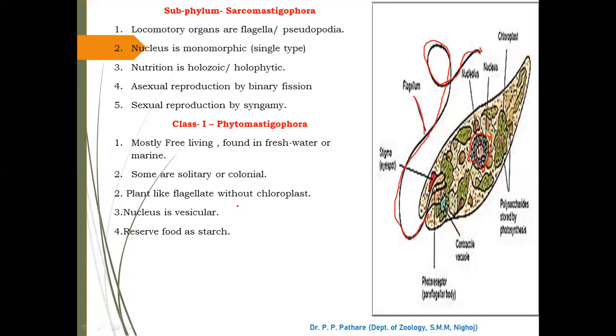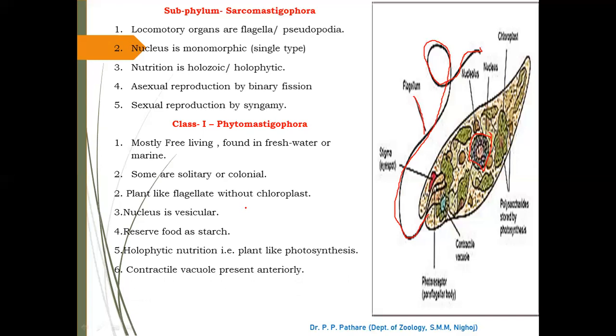So during the study of Phytomastigophorans, they are similar plant like protozoans. These are the plant like protozoans. So they show reserve food material as starch. This is the whole information regarding reserve food material of starch. Next one, that is holophytic nutrition, that is plant like photosynthesis.